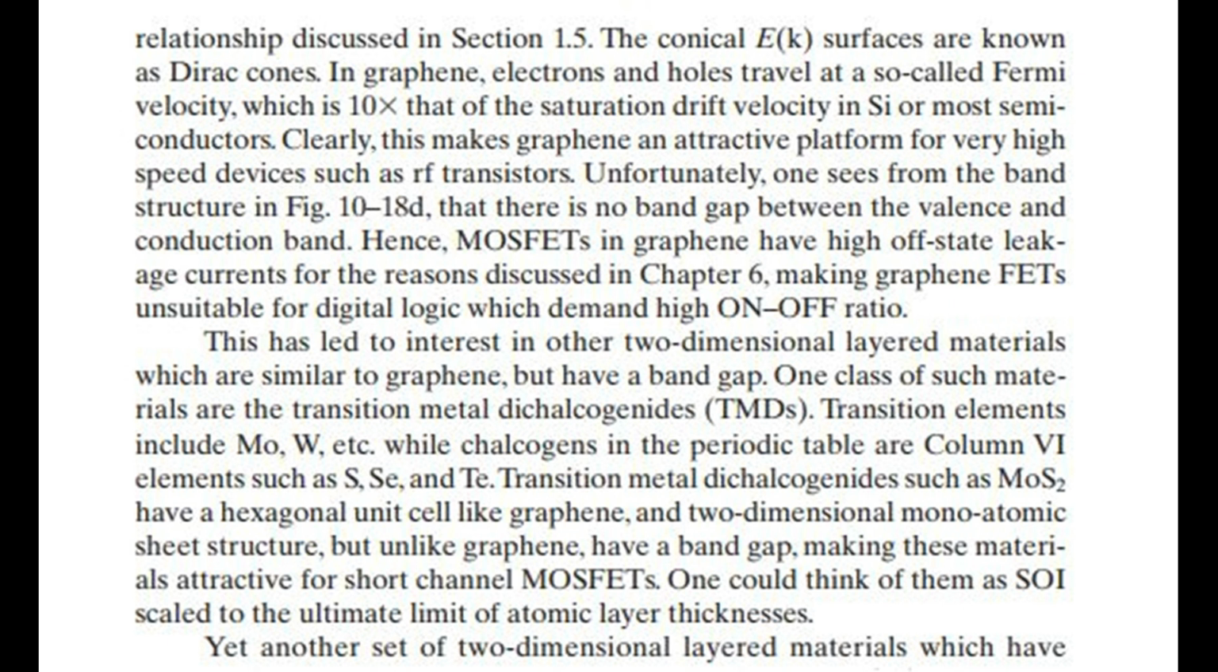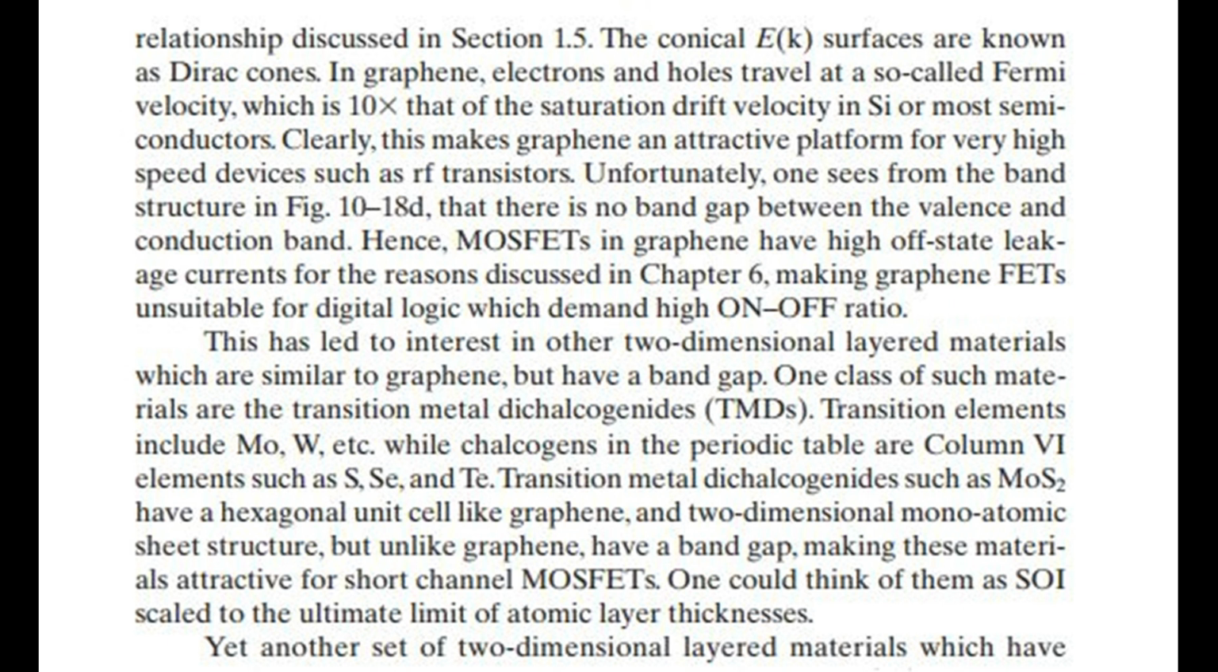Transition elements include molybdenum, tungsten, etc., while chalcogens in the periodic table are column 6 elements such as sulfur, selenium, and tellurium. Transition metal dichalcogenides such as molybdenum sulfide have a hexagonal unit cell like graphene, and a two-dimensional monoatomic sheet structure, but unlike graphene, have a band gap, making these materials attractive for short-channel metal oxide semiconductor field effect transistors. One could think of them as SOI scaled to the ultimate limit of atomic layer thicknesses.